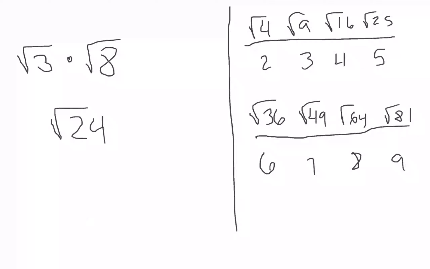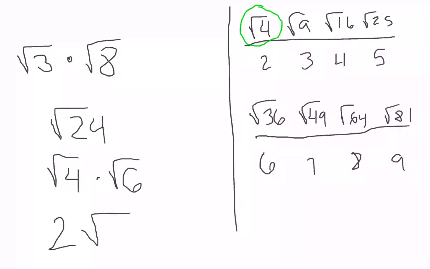So I think, what would multiply together to give me 24? And the radical that I would choose from over here would be radical 4, since radical 4 times radical 6 gives you 24. So radical 4 times radical 6, and that gives me 24. Well, 4 can be simplified to 2, and 6, that can't be simplified to anything, so I'm going to leave it as radical 6. And so my second answer is 2 radical 6.